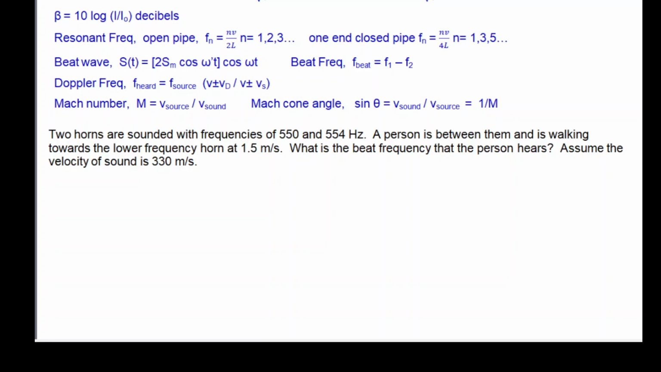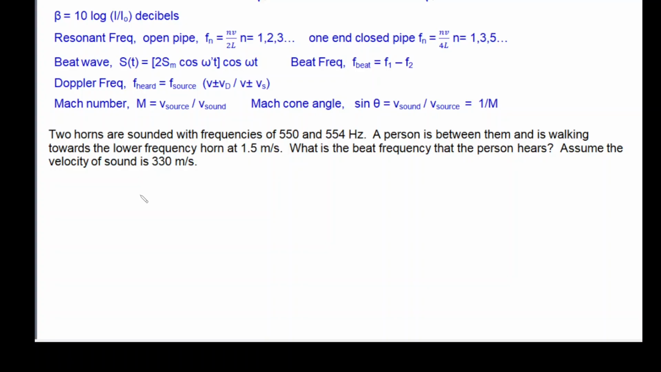Here's another problem. Two horns are sounded with frequencies of 550 and 554 hertz. A person is between them and is walking towards the lower frequency horn at 1.5 meters per second. What is the beat frequency that the person hears? Assume the velocity of sound is 330 meters per second.